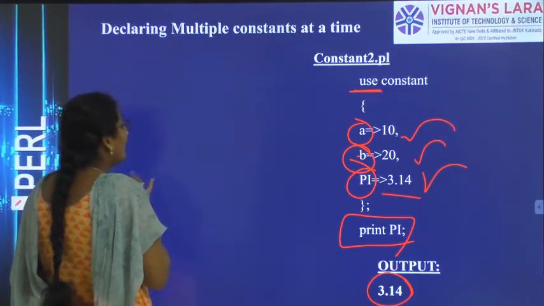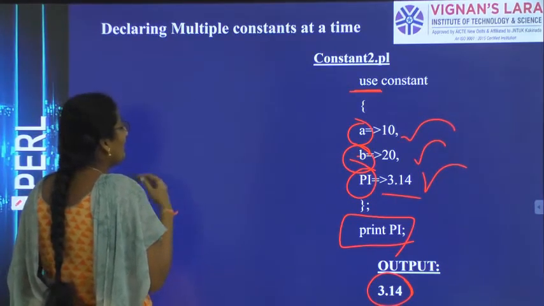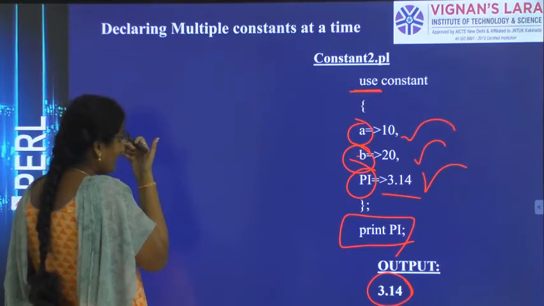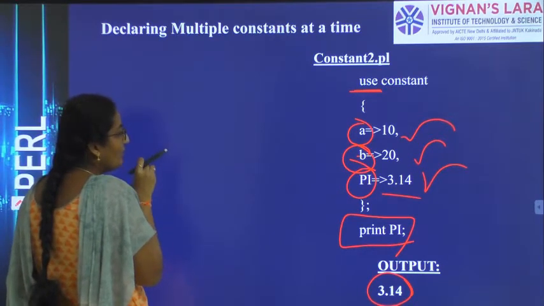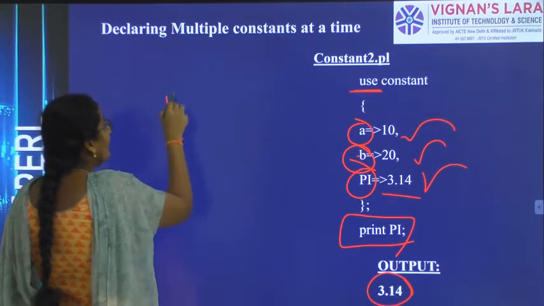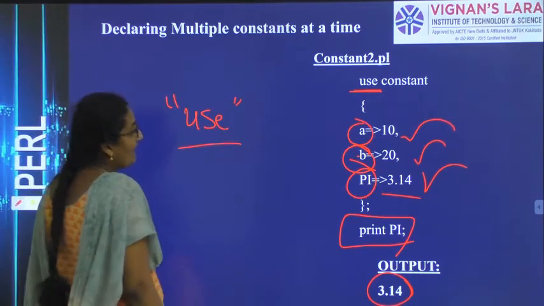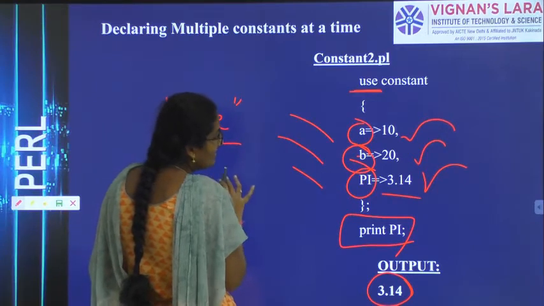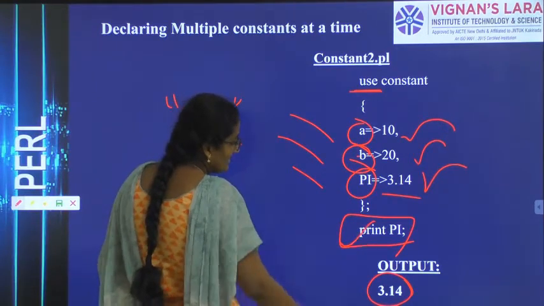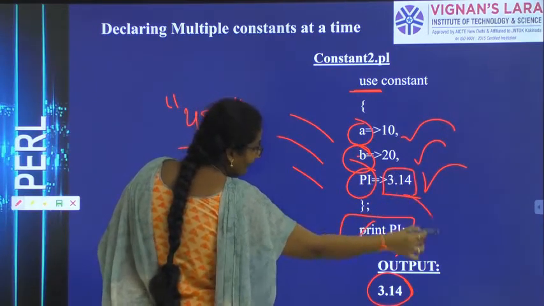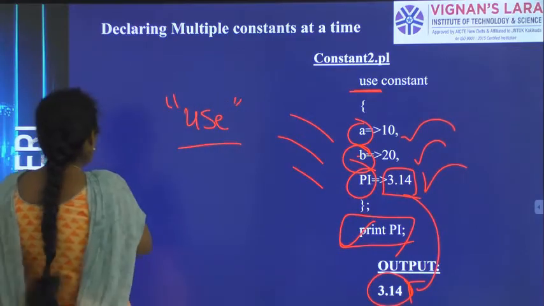So you can declare any number of constants, you can initialize any number of constants, and you can print any number of constants also. But for constants, you should use the directive use. Here I have created a, b, pi constants, and I printed the pi constant only. The value of pi is 3.14. That came into the output.